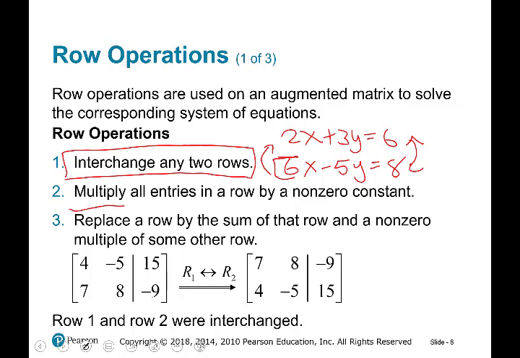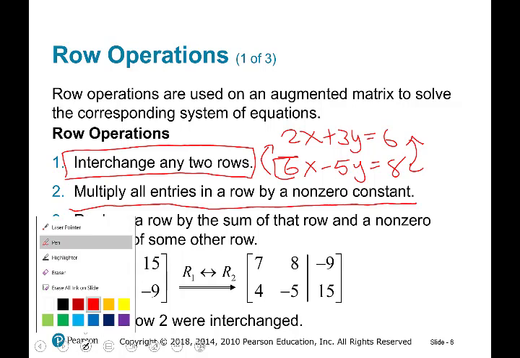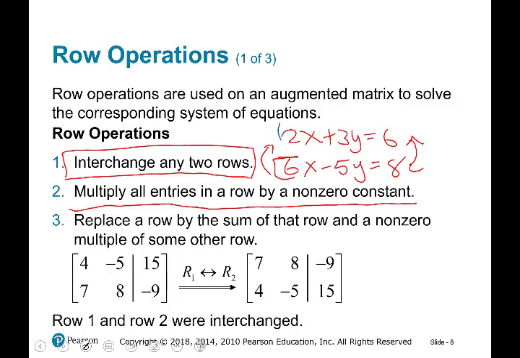You can multiply all entries in a row by a constant. We have done that. For example, I can take this equation and multiply both sides by 3. So now this becomes 6x plus 9y equal to 18. That will be performing this action.